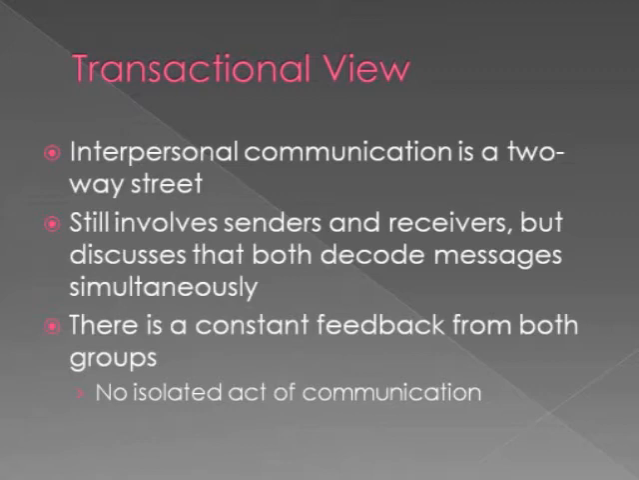Transactional communication involves senders and receivers, just like the linear view, but takes into account that both the senders and receivers decode messages simultaneously in a back and forth manner, just like a two-way street. Linear communication, on the other hand, suggests that messages are encoded one after the other in a one-direction manner. In transactional communication, there is constant feedback from the receiver and the sender. For example, if you are talking to someone and a subject that you are uncomfortable discussing comes up, the sender will notice from your body language and facial expressions that you are uncomfortable.